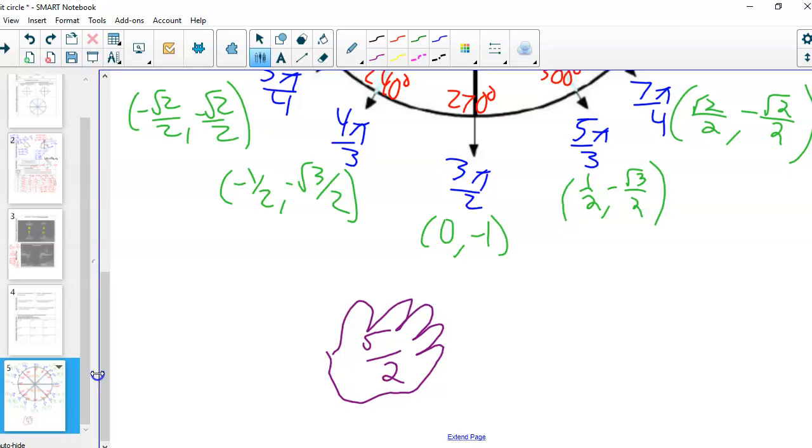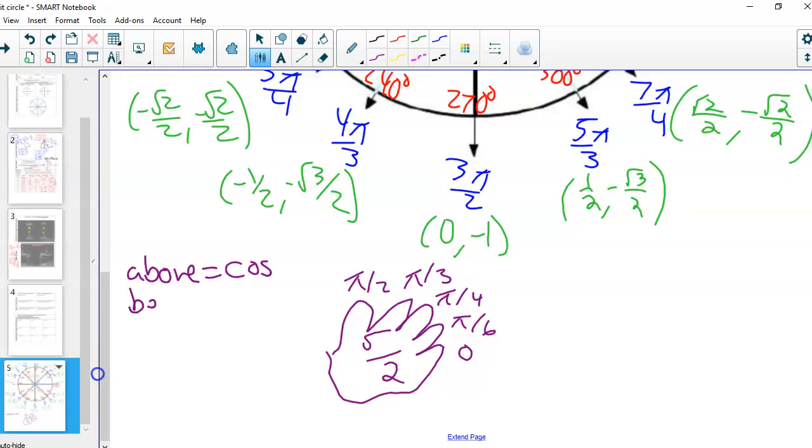Alright? And then we're going to be counting fingers, but you need to know that each finger represents your first quadrant, so your pinky is 0. This would be pi over 6, pi over 4, pi over 3, and then pi over 2. And then anytime we're looking at something above, that's your cosine values. Anytime we're looking at something below, that's your sine values.